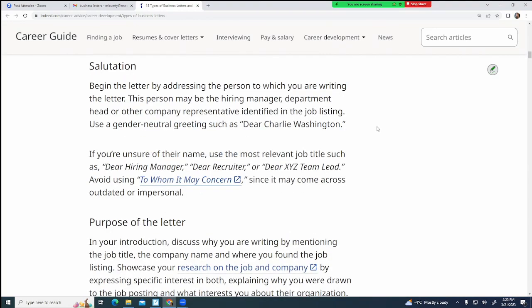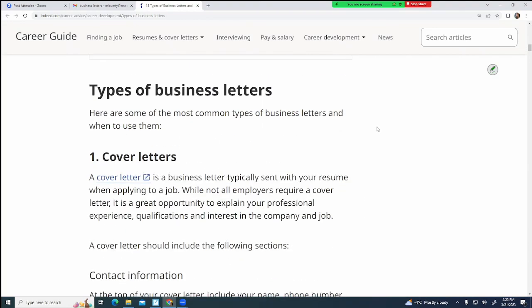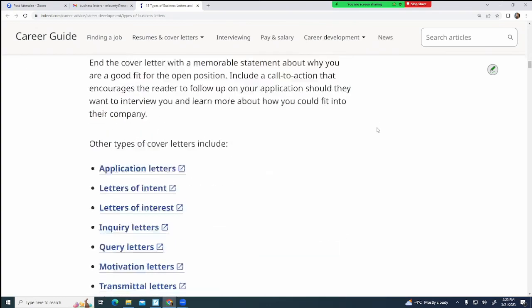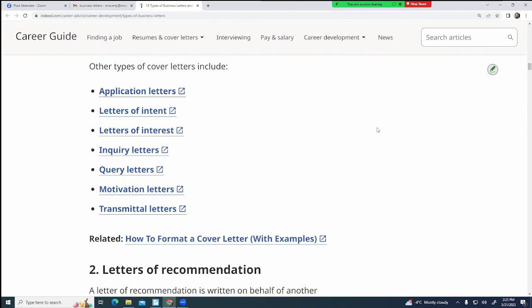And then they have these 15 broad categories. Like cover letters, and then when you go to the cover letter, they even have specific kinds of cover letters, like an application letter, a letter of intent, a letter of interest, an inquiry letter, a query letter, a motivation letter, a transmittal letter, right?